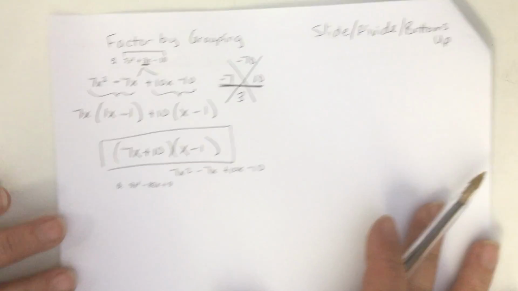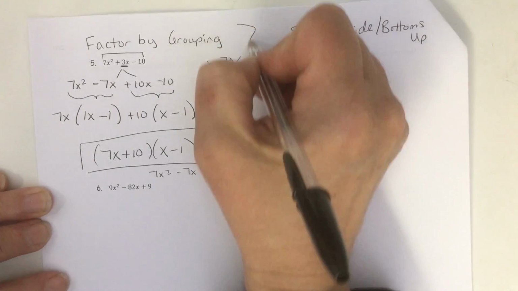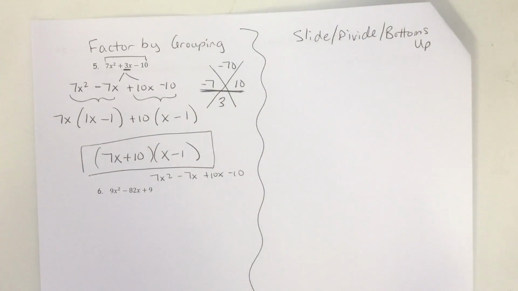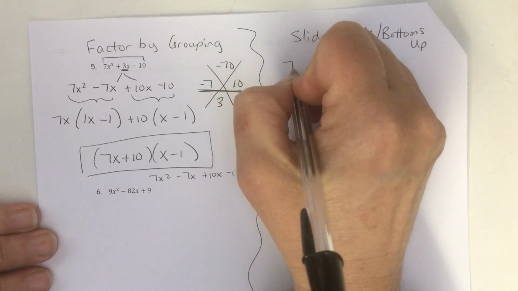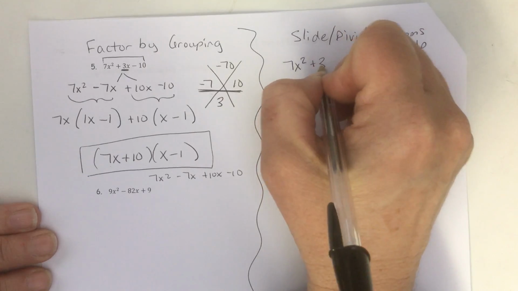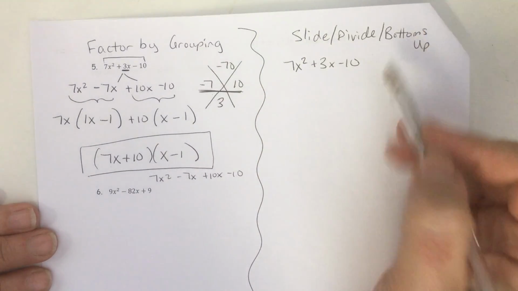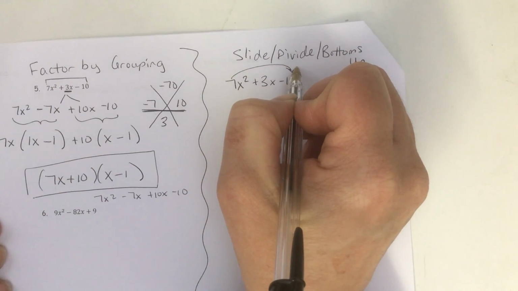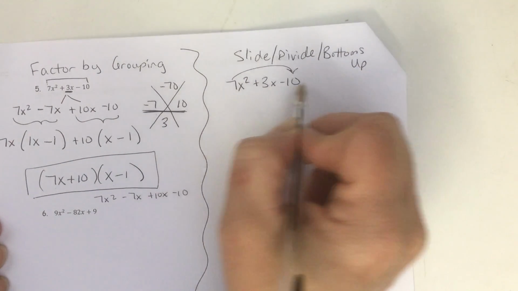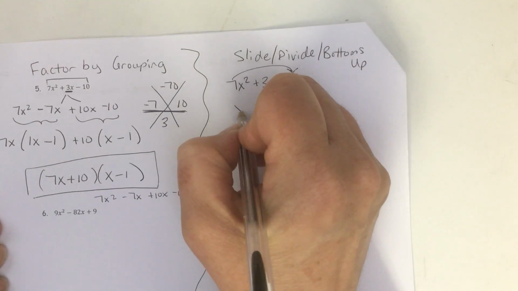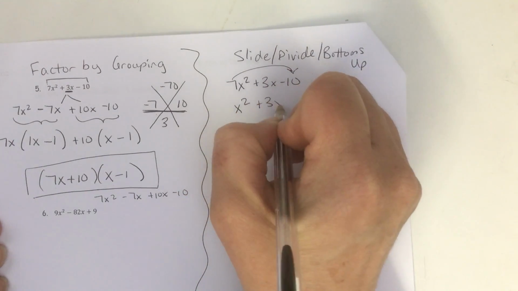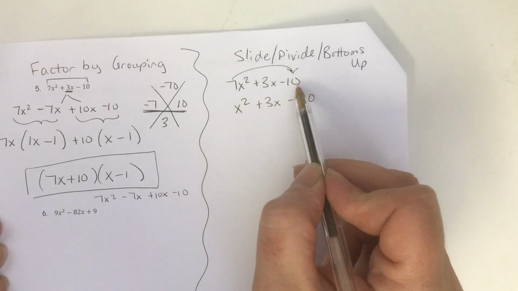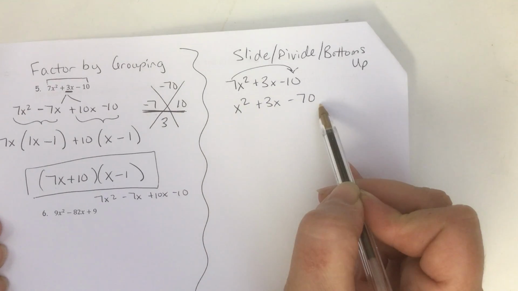Now, another method is called slide, divide, bottoms up. It's similar in some ways, but it's just a different process, okay? So you start with the same problem, 7x squared plus 3x minus 10. And so you start by sliding. We're going to slide the 7 over to the negative 10 and get negative 70. But we're going to rewrite the problem without the 7 there. So this becomes x squared plus 3x minus 70. So that's why it's called slide. You take the 7 and you slide it over and you put it with the 10, and then you rewrite the problem.